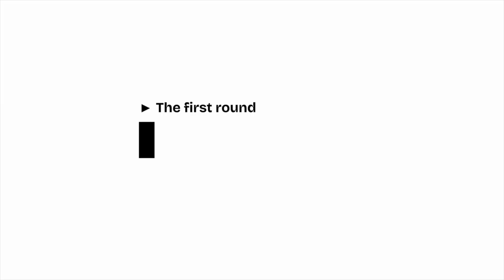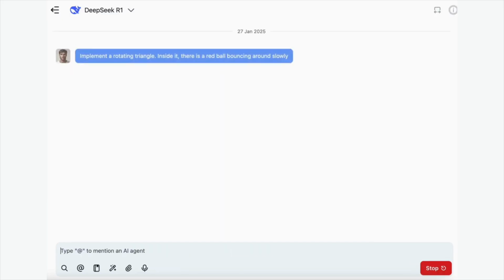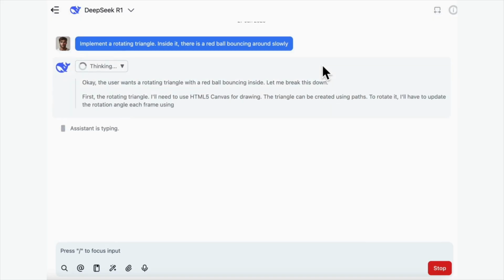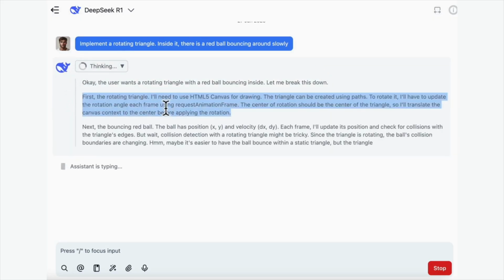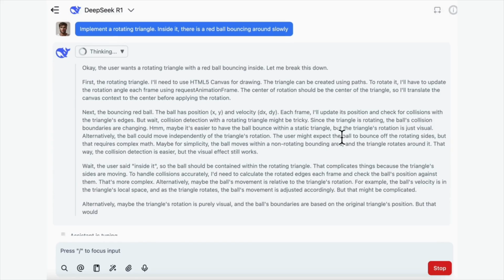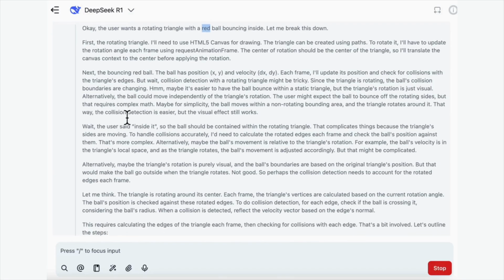First up is the coding test. Here's a simple question. Implement a rotating triangle. Inside it, there's a red ball bouncing around slowly. Let's see how DeepSeek R1 handles it. It's a bit of a shame because right now it doesn't support function calling or plugins, where I could use artifacts or canvas. It's thinking now, presenting the first step, then the next step to solve the problem.